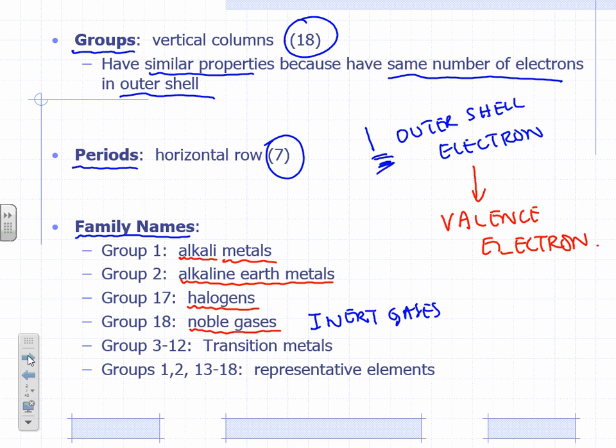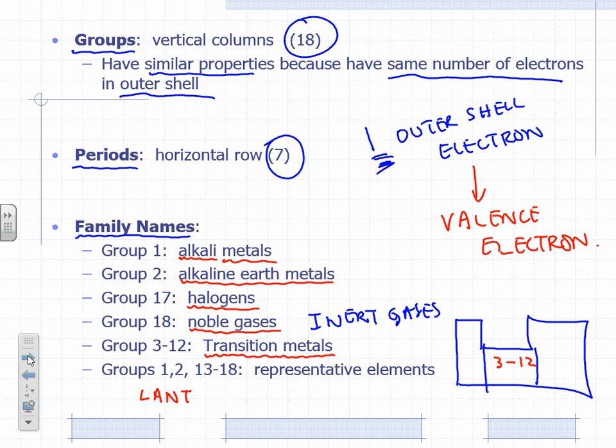Groups 3 to 12 is this block in here. Okay, so that's groups 3 to 12. They are referred to as the transition metals. And there are a couple of others that are not on this slide that students need to be familiar with, and that is the lanthanoids and the actinoids.